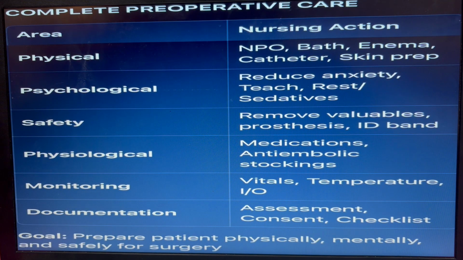Okay, next, preoperative care covers all aspects of the patient. Physically, we prepare the body with NPO, hygiene, and medications. Psychologically, we reduce fears and anxiety, and for safety we remove hazards and follow protocols. Our goal is to send a patient to OT who is physically fit, mentally prepared and safe. Good pre-op care directly reduces post-op complications.